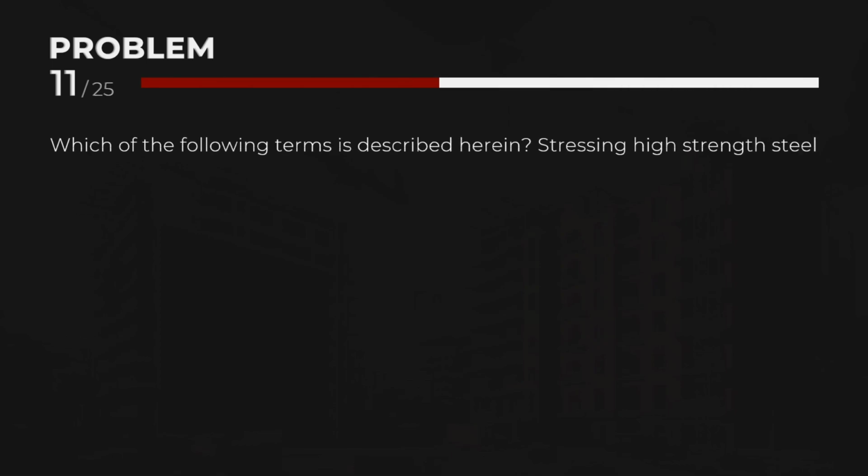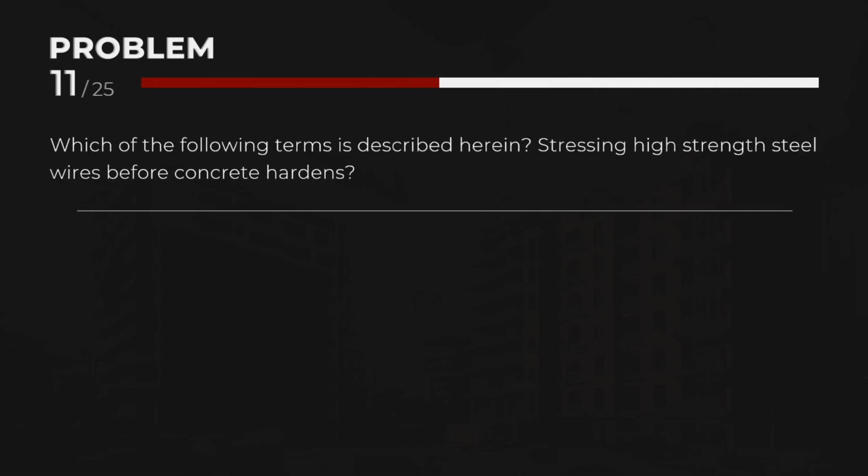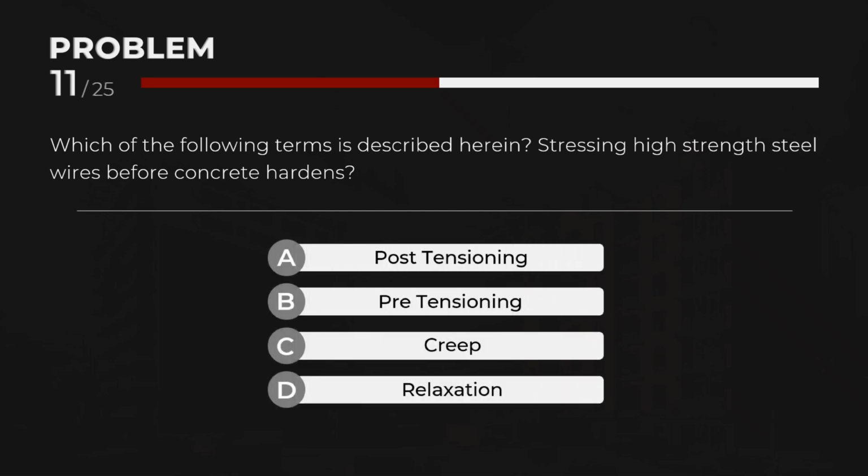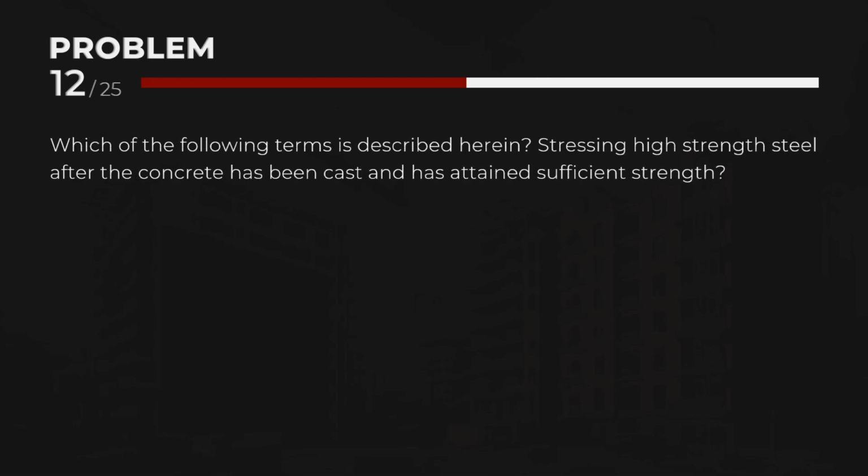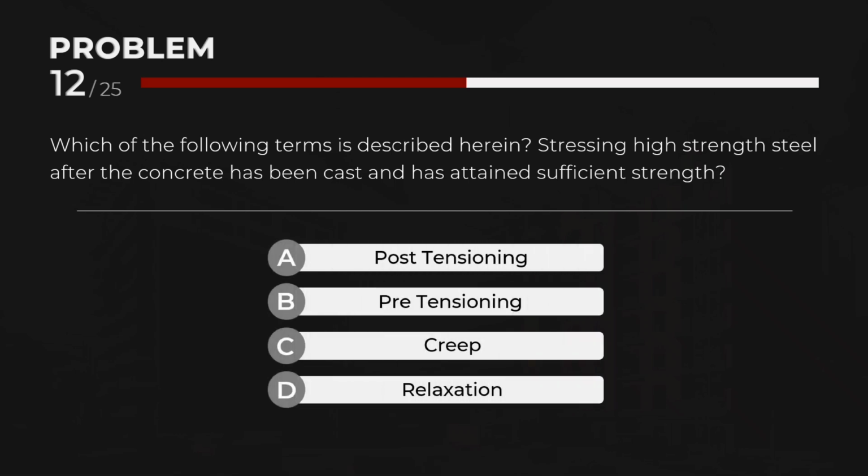Which of the following terms is described herein? Stressing high-strength steel wires before concrete hardens. B. Pretensioning. Which of the following terms is described herein? Stressing high-strength steel after the concrete has been cast and has attained sufficient strength. A. Post-tensioning.